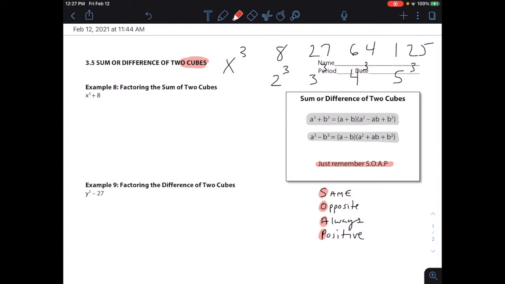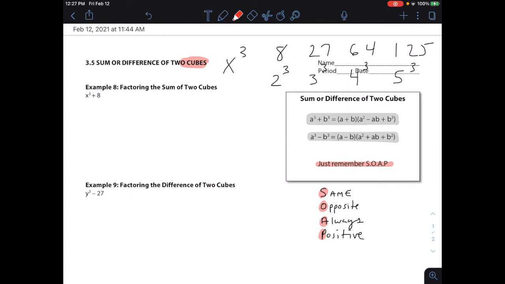All right. So the key here is you have this form here that it has to be in. So we have to have something that is a to the third power plus b to the third power. And then it's going to be equal to a binomial, a plus b, times a trinomial, a squared minus ab plus b squared. And you're like, how am I going to remember that? Well, you're going to remember it because of SOAP.